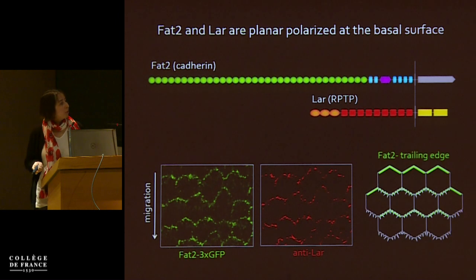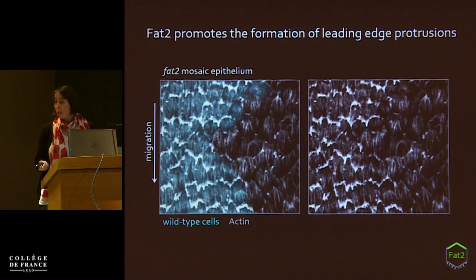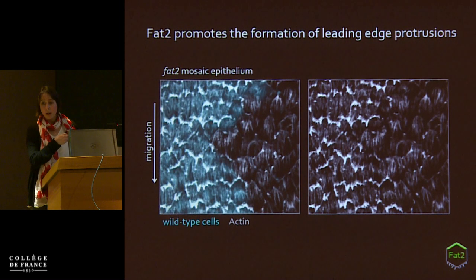The FAT2 protein is specifically localized to the trailing edge. The LAR protein is specifically localized to the leading edge. Now, the way that FAT2 and LAR promote the migration of the tissue is at least in part through the formation of leading edge protrusions. And what I'm showing you right now is a mosaic tissue that's a combination of wild type cells shown in blue and FAT2 mutant cells over here on the right.